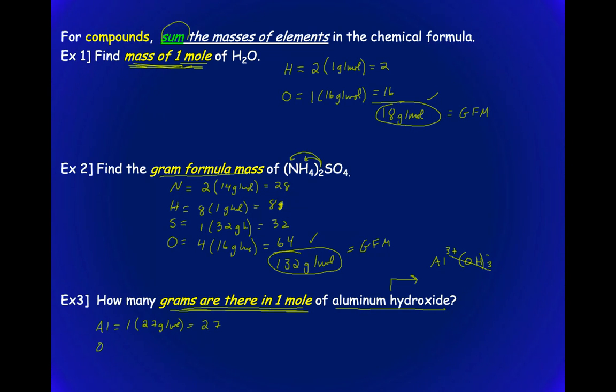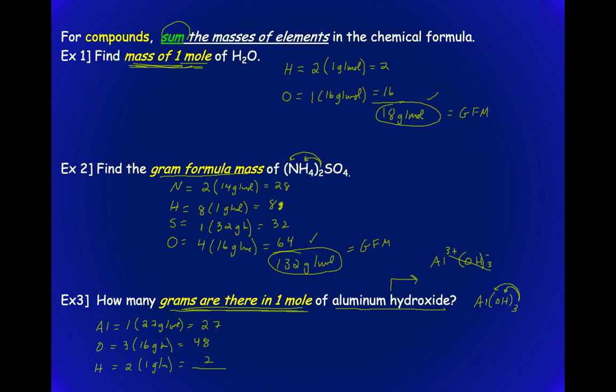Oxygen, there's 3 of them. So again, Al(OH)3. The 3 goes for the hydrogen, and the 3 also goes for the oxygen. So it's going to be 3 of them times 16 grams per mole, which is 48. And then hydrogen, there's 3 of them times 1 again. You're probably getting used to hydrogen being 1.